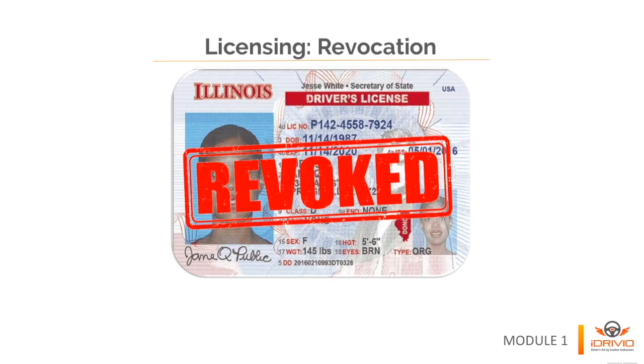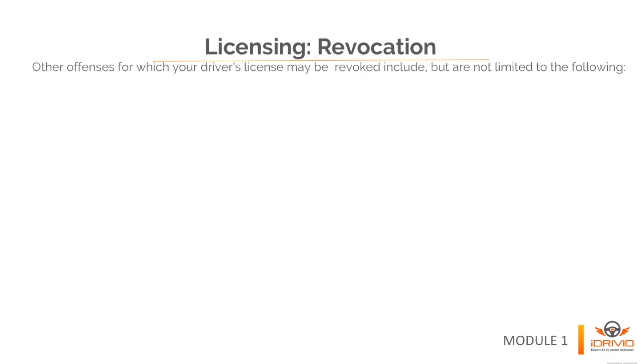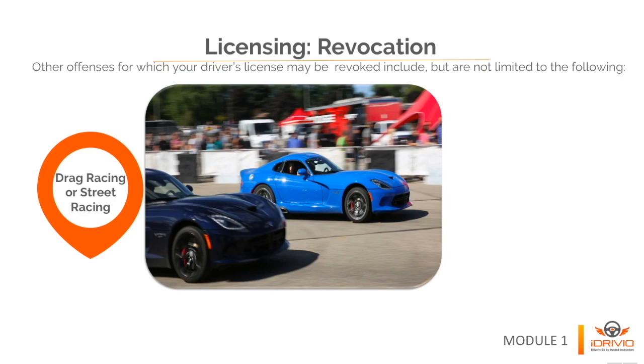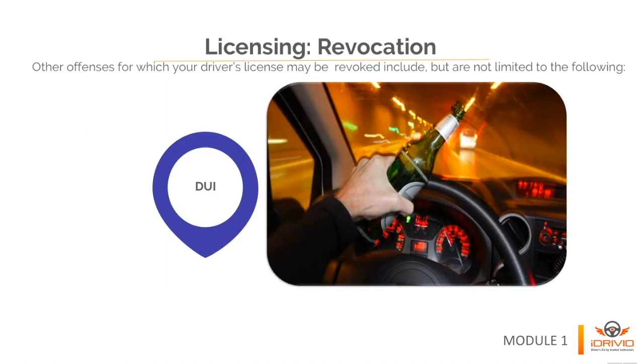Other offenses for which your driver's license may be revoked include, but are not limited to, the following: drag racing or street racing. Drag racing is taking part in a race with another vehicle or vehicles on public roads. It is considered reckless driving and is a moving violation. DUI. DUI stands for driving under the influence. It may refer to alcohol, marijuana, or other drugs and/or intoxicating compounds.